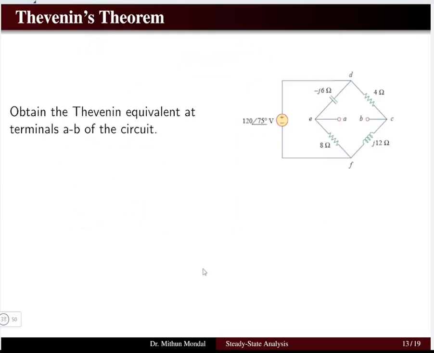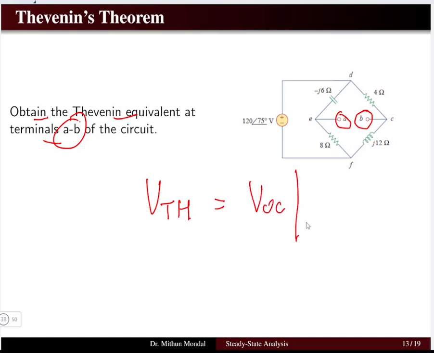Let us see how to solve this type of problem. The problem is to obtain the Thevenin's equivalent at terminal AB. We have terminal A here and terminal B here. Now you know that Thevenin's voltage is basically the open circuit voltage at terminal AB. So where you need to determine the Thevenin's voltage, you open that part of the network and obtain the voltage across the two terminals.